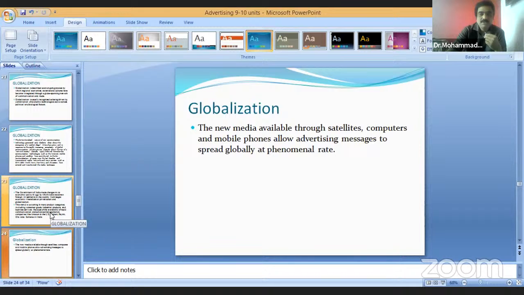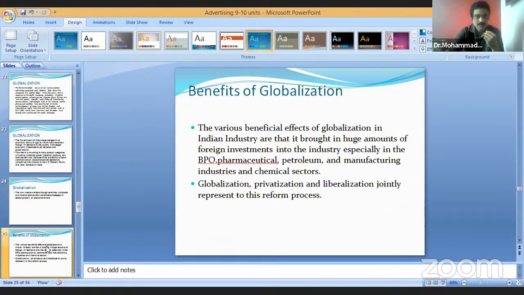New media available through satellites, computers, and mobile phones allow advertising messages to spread globally at a phenomenal rate. So instantly we can deliver our message to our targeted audience. Next, what are the benefits of globalization?